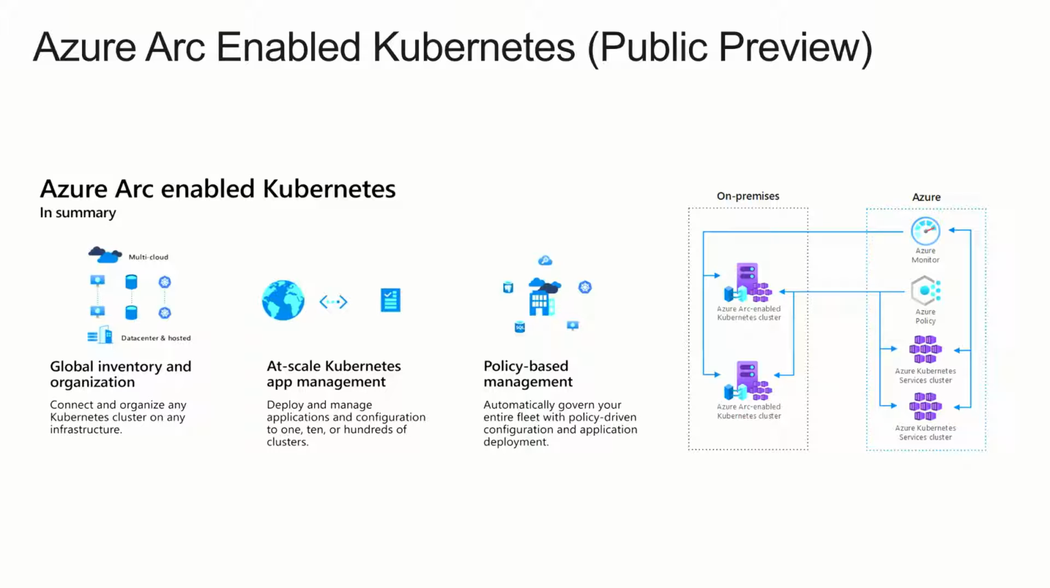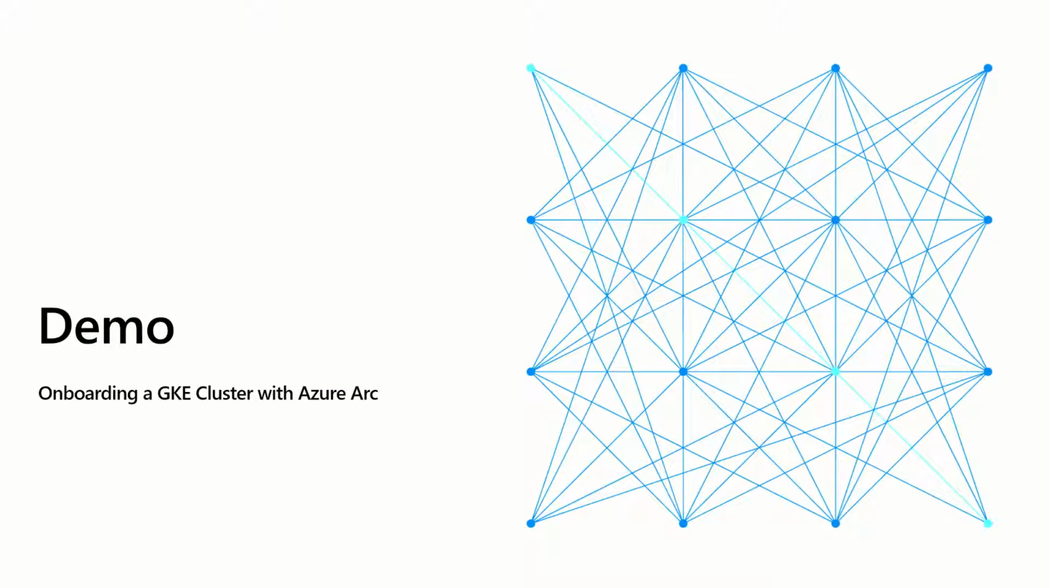Now, without further ado, let's see a demonstration on how we can onboard a Google Kubernetes Engine, or GKE, cluster with Azure Arc, and how we can leverage Azure Monitor to monitor that GKE cluster from Azure itself. Now over to the demo.